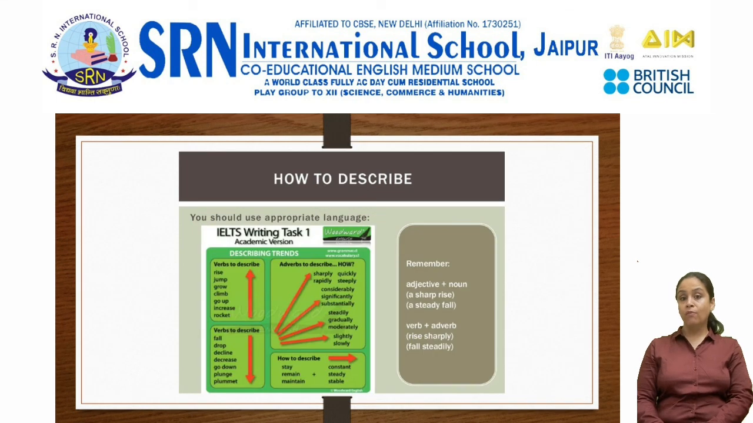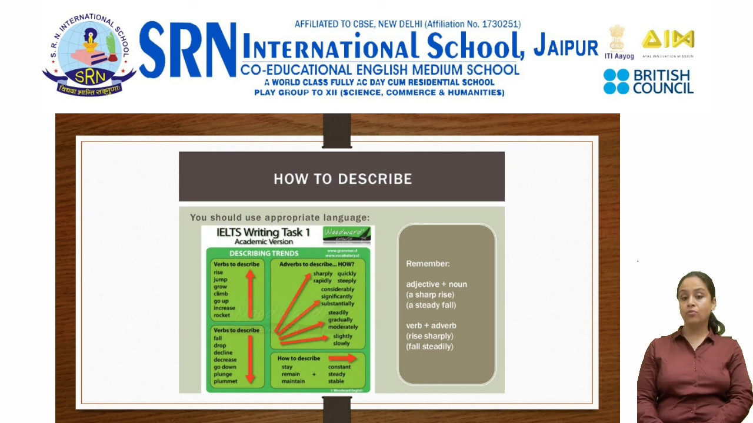Now, the next question you all must be thinking is how to describe. So the appropriate language has to be used here, children. These are some of the words which I have mentioned here, but in my next session, I'll be giving you an elaborative vocabulary which you're going to use for task 1. So let's have a quick view of some of the describing tense. So verbs to describe rise would be, you can use jump, grow, climb, go up, increase, rocket or skyrocket. Verbs to describe low trend would be fall, drop, decline, decrease, go down, plunge and plummet.